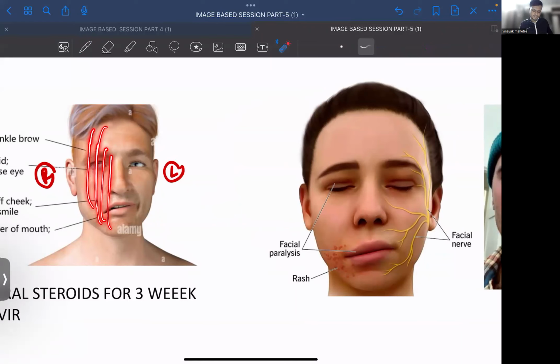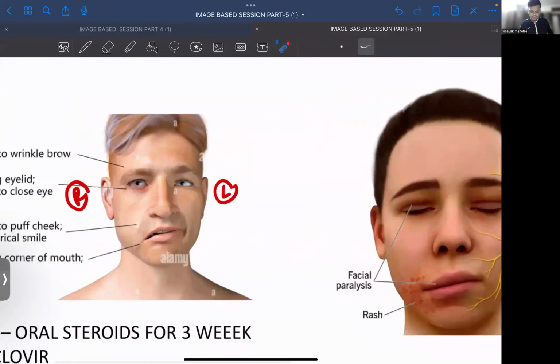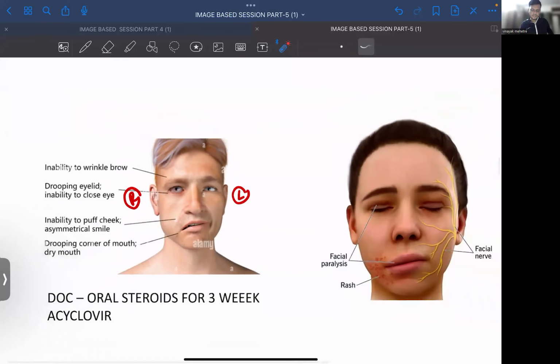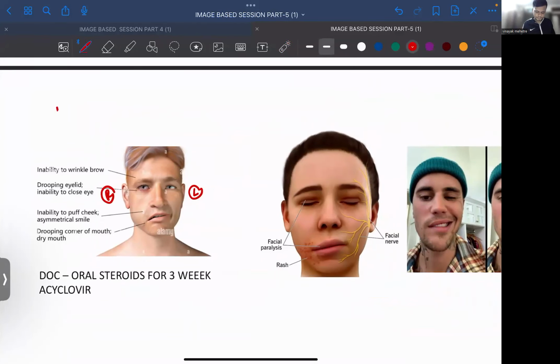The problem is here. Only there is deviation of mouth and numbness. Numbness can occur, pain can occur. It is called Bell's palsy. Which lesion is it? This is a lower motor neuron lesion.